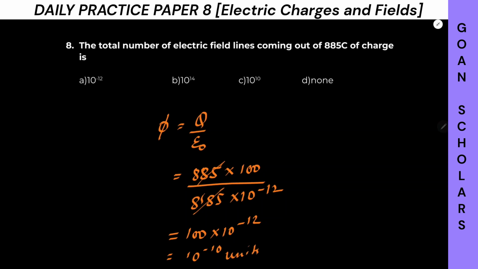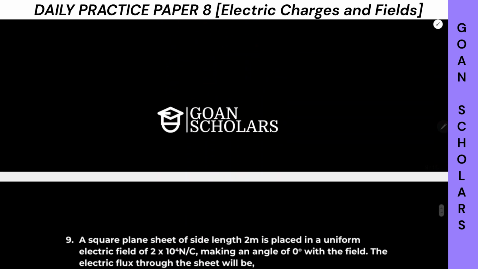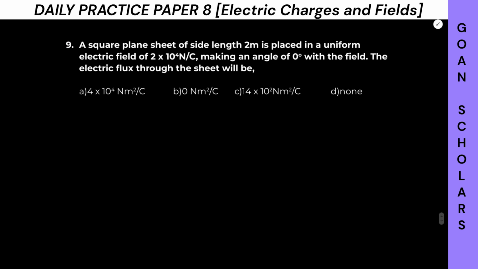When it goes on the top, it will become plus here. So instead of minus 12, it becomes plus 12, and then it will be 10 to the power 14 units. Okay. So the correct answer is option B. Be very careful with the powers. Okay. This was the 8th one. Let's move to the 9th one.